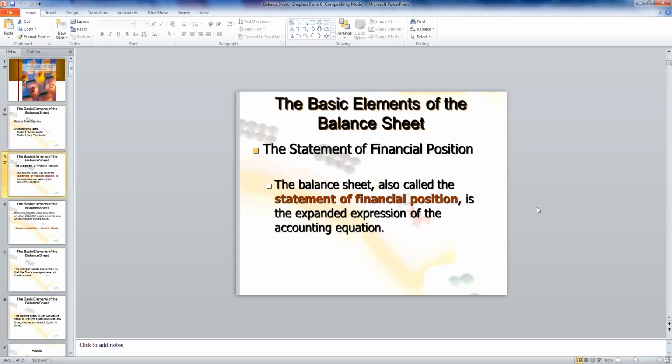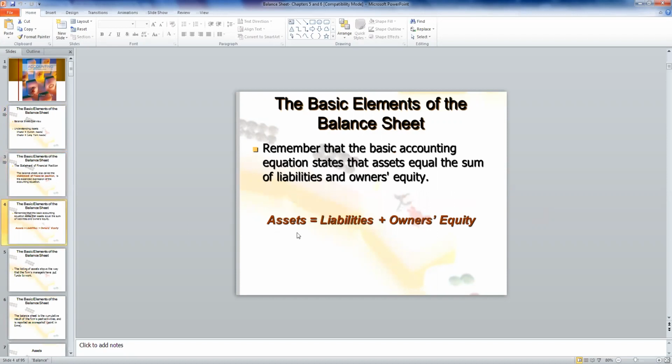So the balance sheet is also called the statement of financial position. And it's one of those things about accounting that many people find frustrating, which is that we have 2 or 3 names for the same item, but it's just something we have to live with. So sometimes people call it the balance sheet, sometimes people call it the statement of financial position. But at the end of the day, what we're really talking about is the basic accounting equation where assets equal liability plus owner's equity. And this is called the accounting equation, or the basic accounting equation.